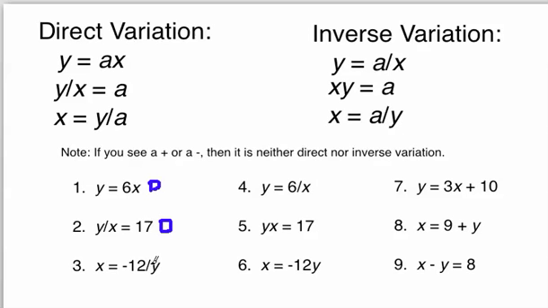And then number 3, same kind of thing. If we were to solve for y, we'd multiply both sides by y, divide by x, and we'd still end up with direct variation. So those are the three ways we might see direct variation.